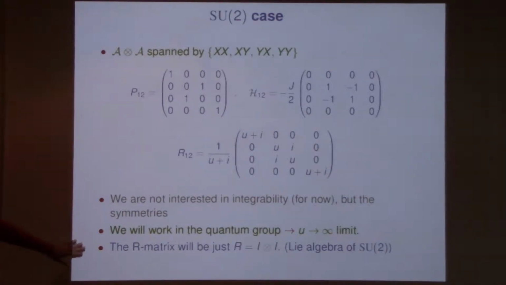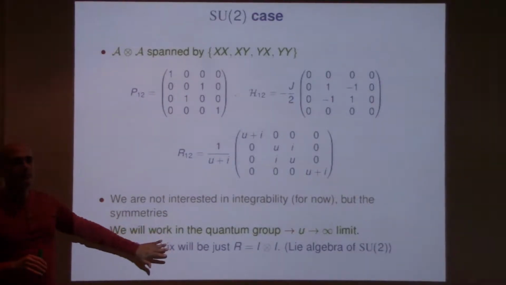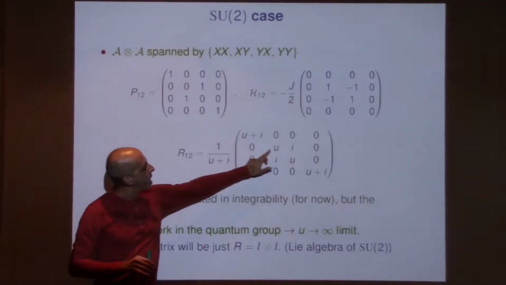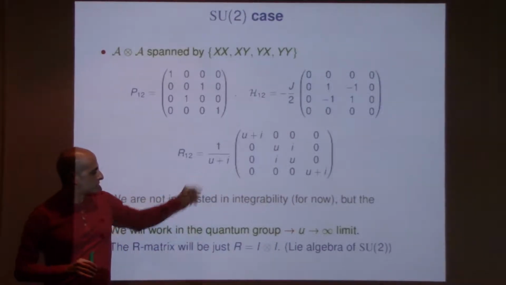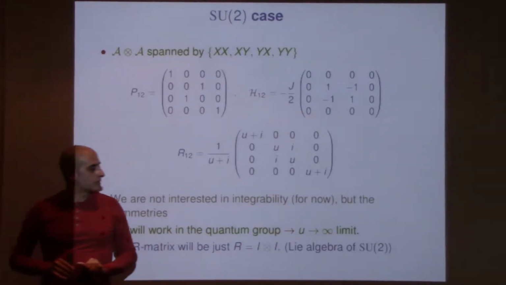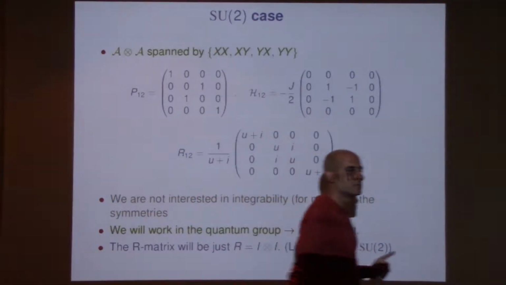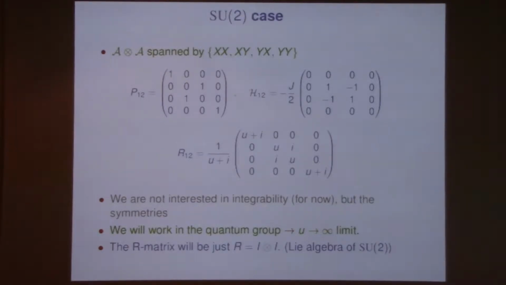And this R matrix for SU2 is going to be very simple. What happens here if you take U to infinity is that you just get 1, 1, 1, 1, because there's a U here, and you get just this. What does it mean to have this R matrix? Remember, the R matrix is what exchanges my two copies of the algebra.